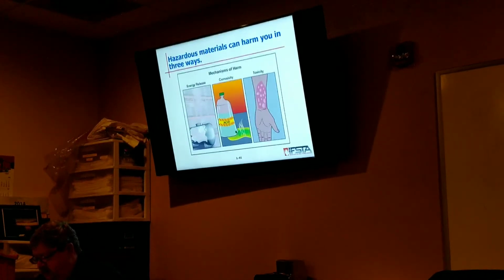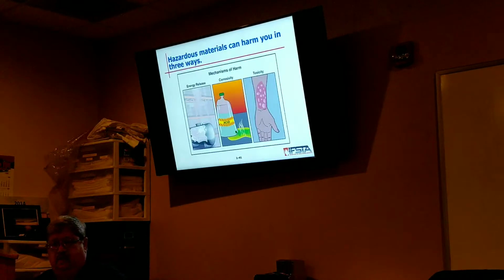Okay, three mechanisms of harm. A different way to categorize hazards presented by hazardous materials, such as toxicity or physical hazards. Some hazards may be unrelated to the hazmat itself. There are three primary mechanisms of harm. We have energy release, and we have corrosivity.